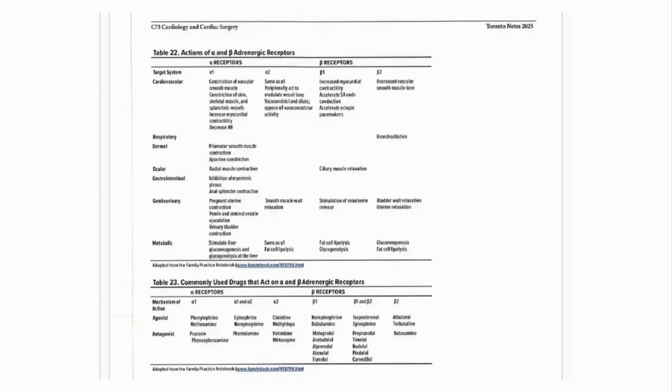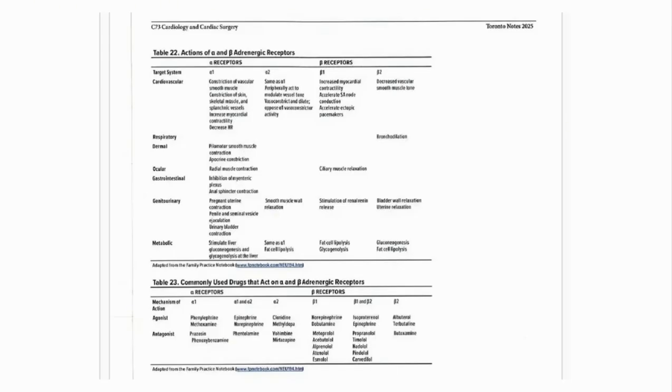Beta-1 agonists. Important drugs include norepinephrine and dobutamine. Dobutamine is especially used in acute heart failure, cardiogenic shock, and stress echocardiography. It improves cardiac contractility with relatively little increase in heart rate.